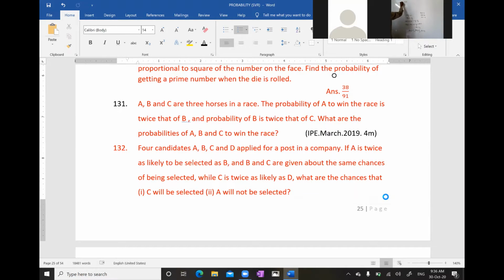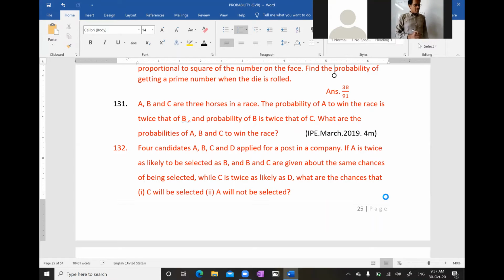Probability of A is 2 times the probability of B, my dears. Let me read the first sentence again: if A is twice as likely to be selected as B. They didn't use the word probability there. A is twice as likely. Likely means probability here, my dear. That is the thing you have to understand. A is twice as likely to be selected as B. That means the chance of A being selected for the post is two times that of B. That is the meaning.